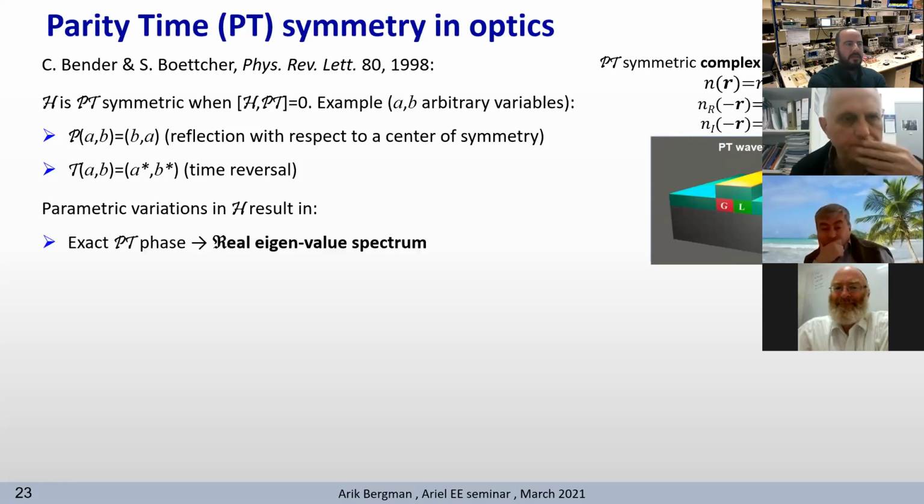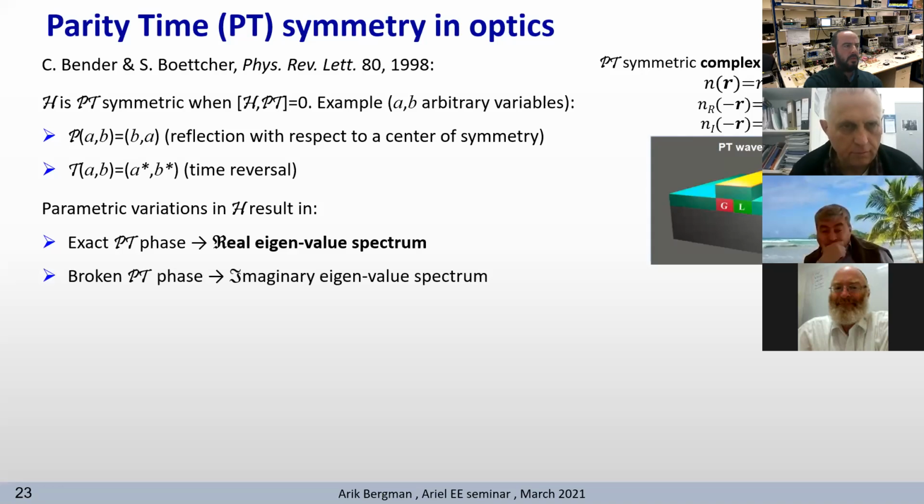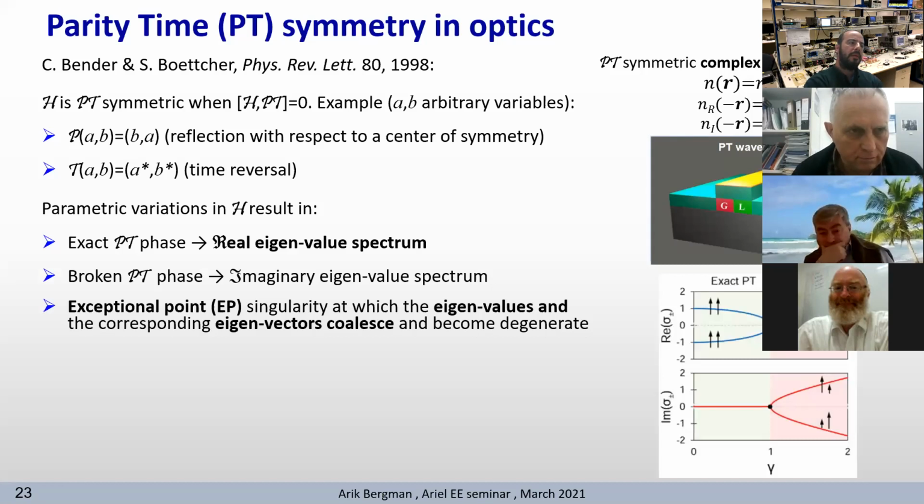Commuting with the PT operator is a necessary condition, but it is not sufficient to ensure a real spectrum. A real spectrum is obtained only when the PT phase is exact. Otherwise, the eigenvalue spectrum is imaginary. The phase transition occurs at a singularity known as the exceptional point, where both the eigenvalues and eigenvectors coalesce and become degenerate. Using this framework, we can now extend our discussions to systems with loss, gain, or dissipative coupling, or any combination thereof.